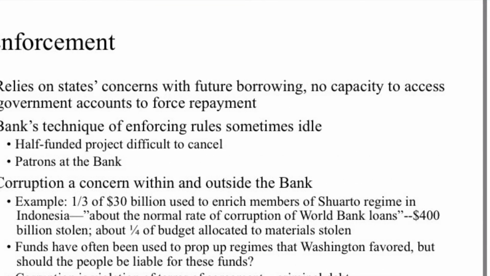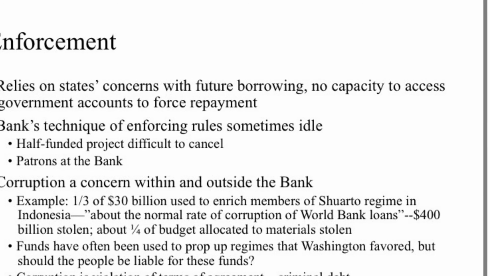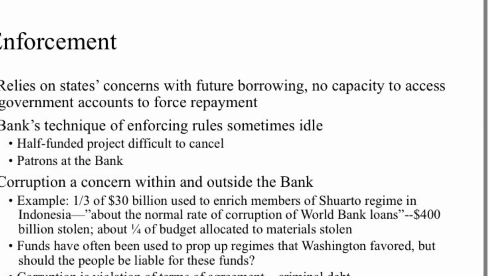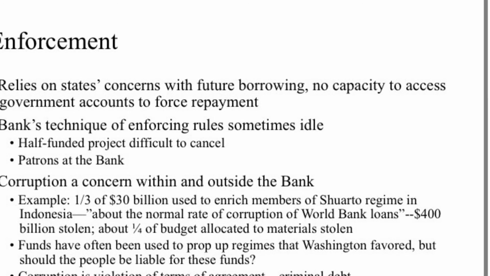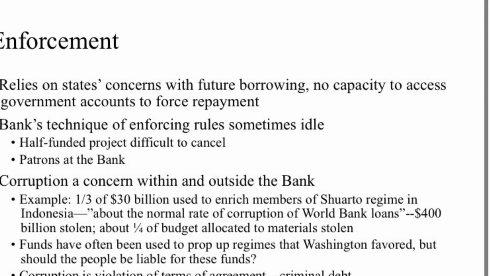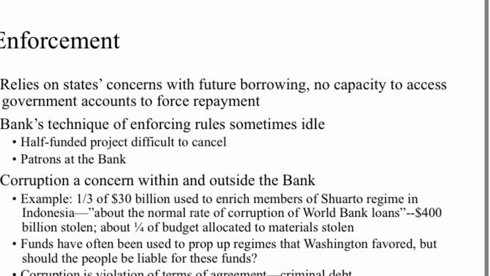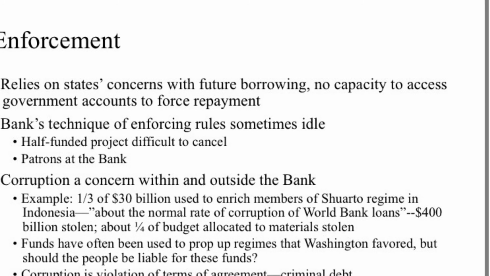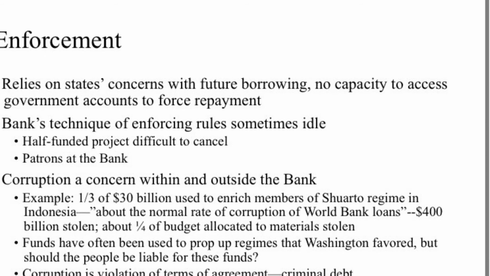Like the IMF, the World Bank relies on states' concerns with their future borrowing as the lever to induce them to repay their loans. It has no capacity, legal or otherwise, to access government accounts to force them to repay their loans. The bank's technique of enforcing its rules by limiting future lending may, however, sometimes amount to an idle threat, and there are many ways that the power relationship between borrower and lender might become inverted.